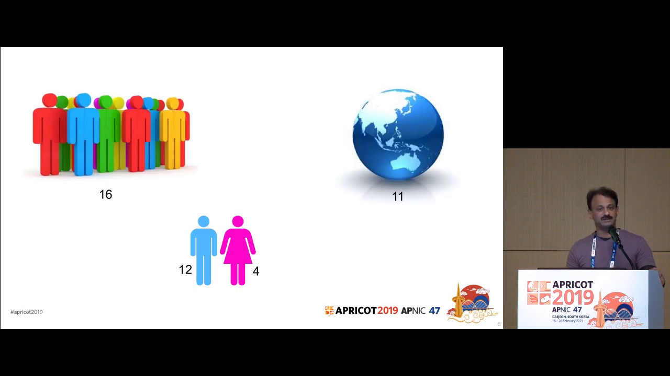We had 16 participants. We opened the application, though it was a little late in the process, but we still received quite a number of applications, and the jury selected 16 of them, 12 male and 4 female, and they all come from 11 individual economies. And we had about 4 participants from South Korea as well.